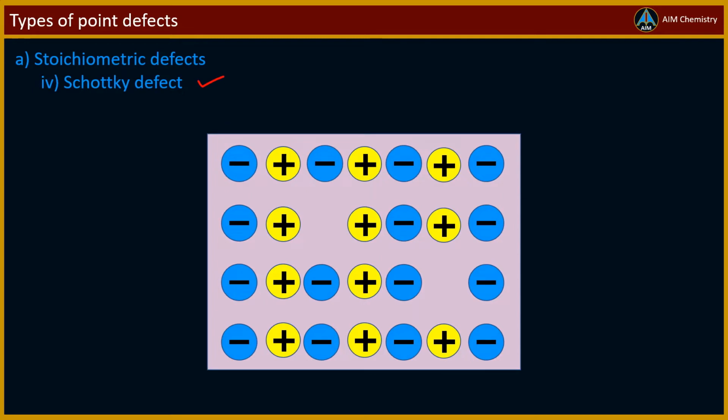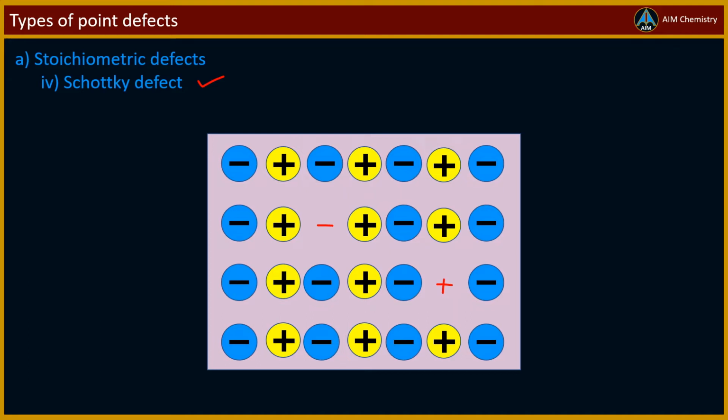Fourth is Schottky defect. It is basically a vacancy defect in ionic solids. In order to maintain electrical neutrality, the number of missing cations and anions are equal in this defect. Like simple vacancy defect, Schottky defect also decreases the density of the substance. For example, NaCl, KCl, etc.